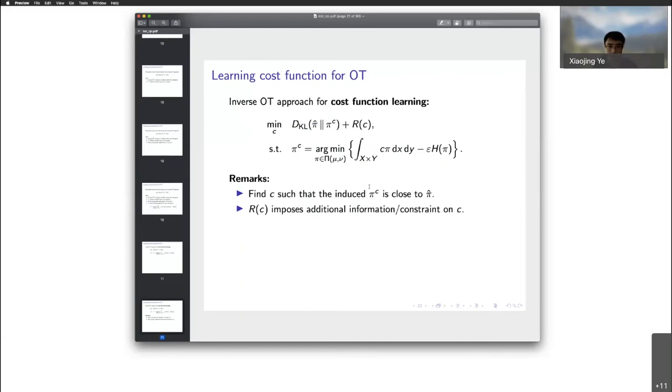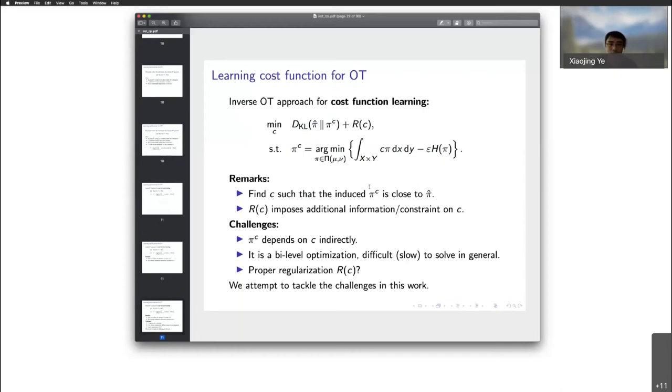But the challenge here is pretty obvious, because this pi_c comes from another constraint, which is given by this lower level optimization problem. So this is a typical bi-level optimization problem, which is considered very challenging in the optimization community, because the constraint itself is not a trivial optimization problem to solve. And when this is coupled with the upper level optimization problem, it can be very expensive, or just extremely difficult, to solve efficiently.